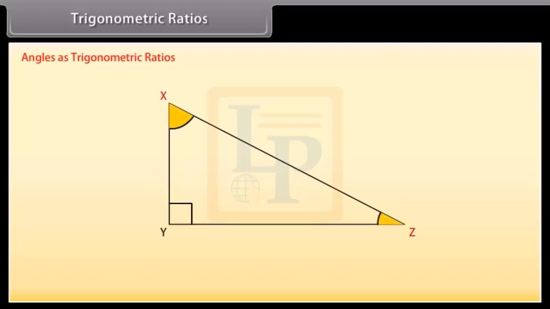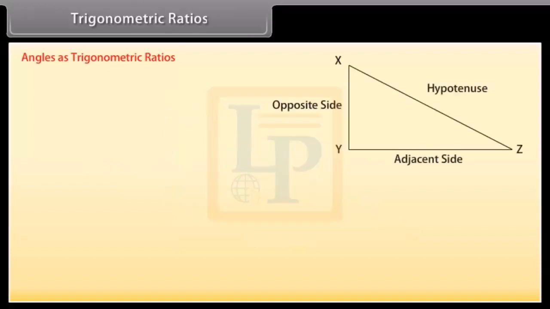Angles X and Z are both acute. XY is the side opposite to angle Z. YZ is the side adjacent to angle Z. XZ is the hypotenuse. Let us now express different measures of angle Z as ratios of the sides of triangle XYZ.